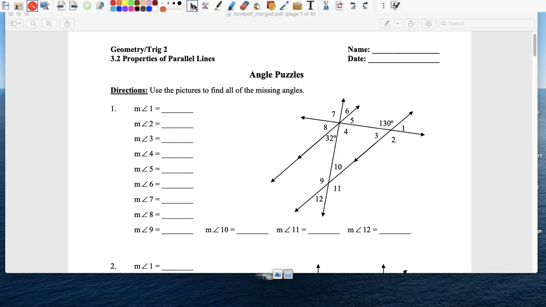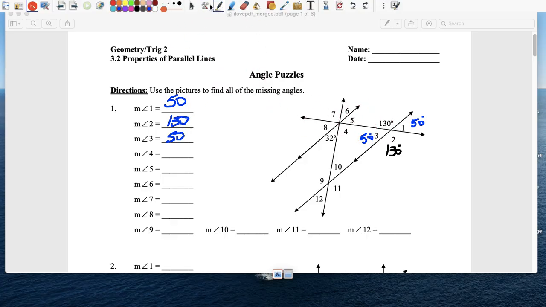Let's start with what we know, the easy ones. Well, if that's 130, this guy's 130 because it's a vertical angle, right? Which means angle 1 is the difference between 180 and 130, which makes this guy 50. And obviously angle 3 is also 50. So angle 1 is 50, angle 2 is 130, angle 3 is 50. Everybody okay with that? Okay.